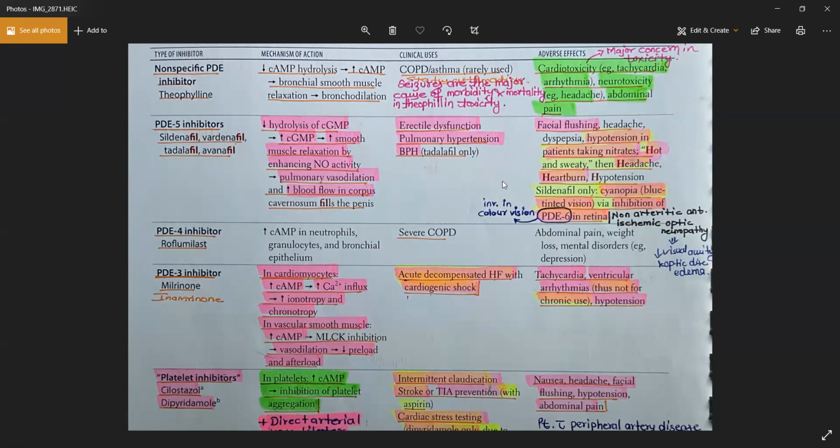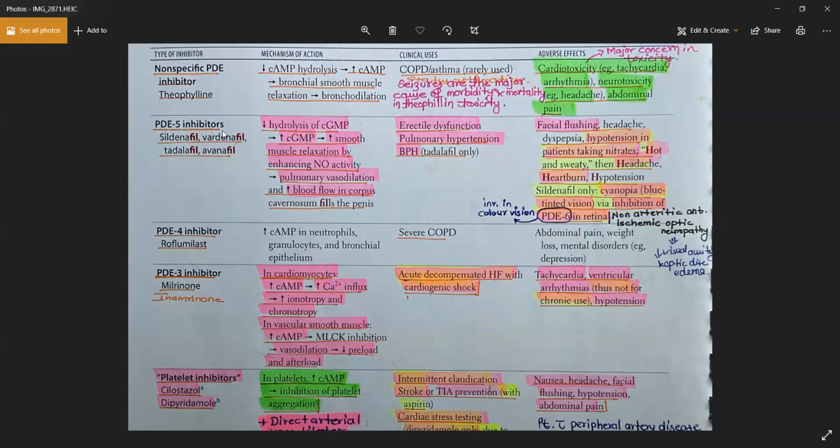And what symptoms will you get because of the vasodilation? You will get increased blood flow, so you will get facial flushing. Because of the vasodilation, you can get hypotension. Because of dilation of the blood vessels inside your head, you will get the headache. So headache, heartburn, hypotension. These are the side effects of treatment with these PDE5 inhibitors.